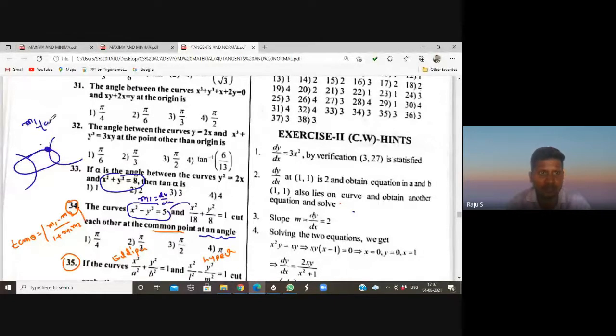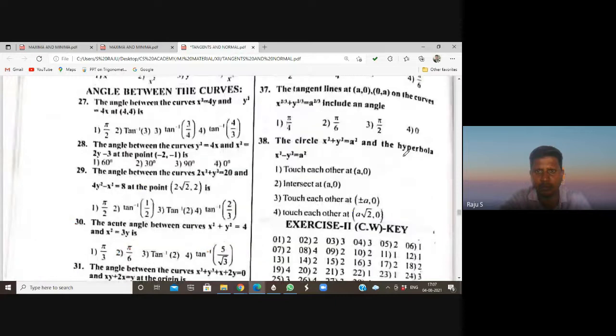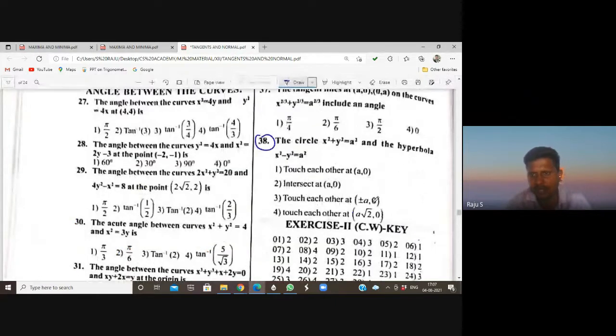Then you have to find tan theta. Tan theta means you will get the theta value. Common procedure: find m1 and m2. That is very, very important. Find m1 and m2.